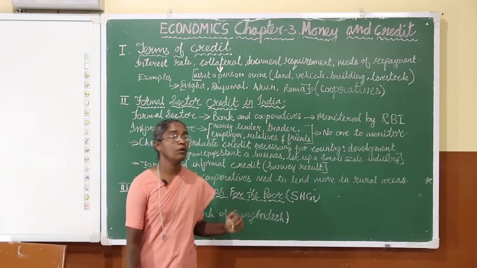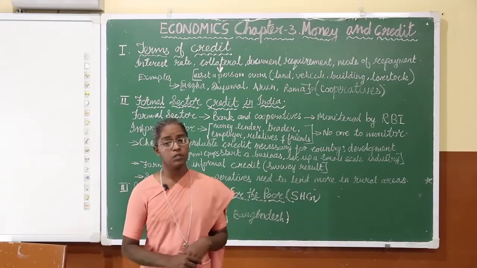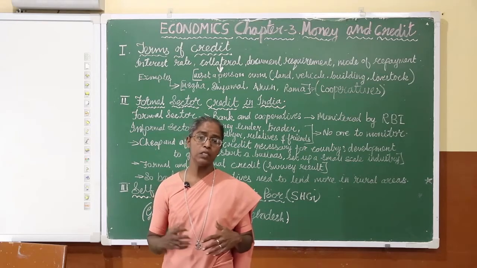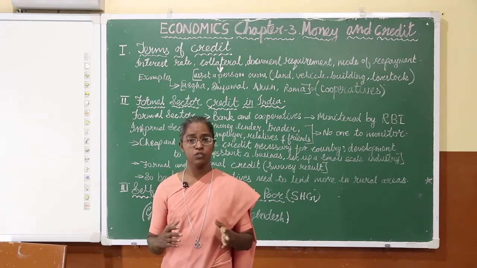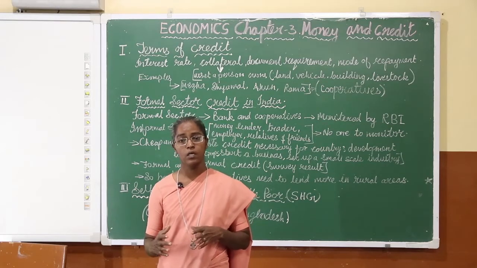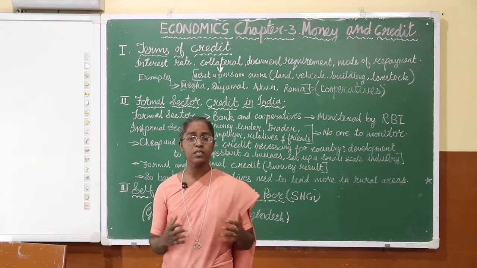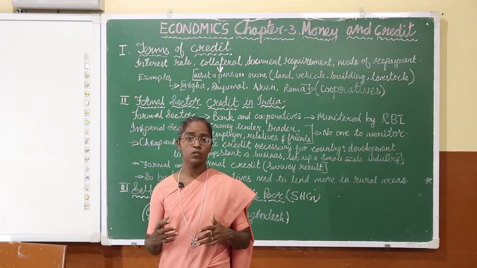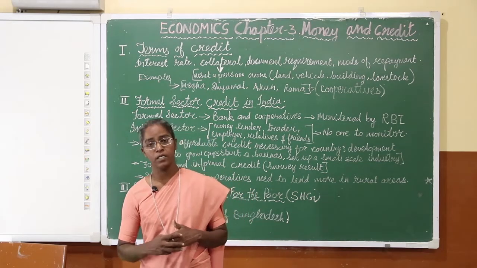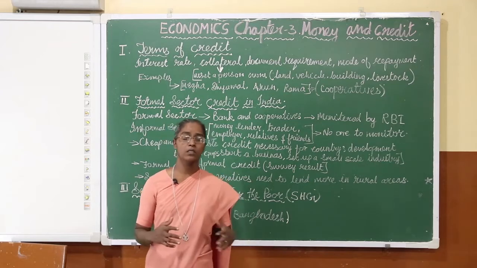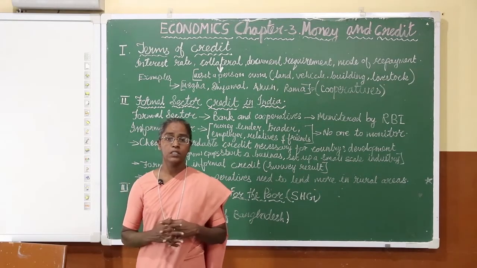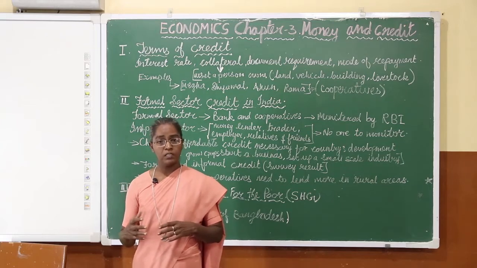Now what about Shyamal? Shyamal is a person who is cultivating a piece of land, 1.5 acres of land he has, and he is cultivating. Now for this cultivation he needs some credit. Where does he go? First of all he was taking this credit from the money lenders. The money lenders were giving the credit and they were charging him 5% interest.